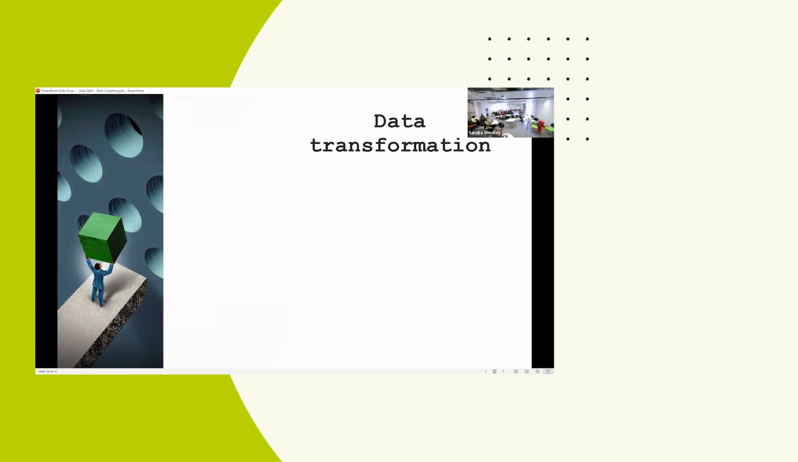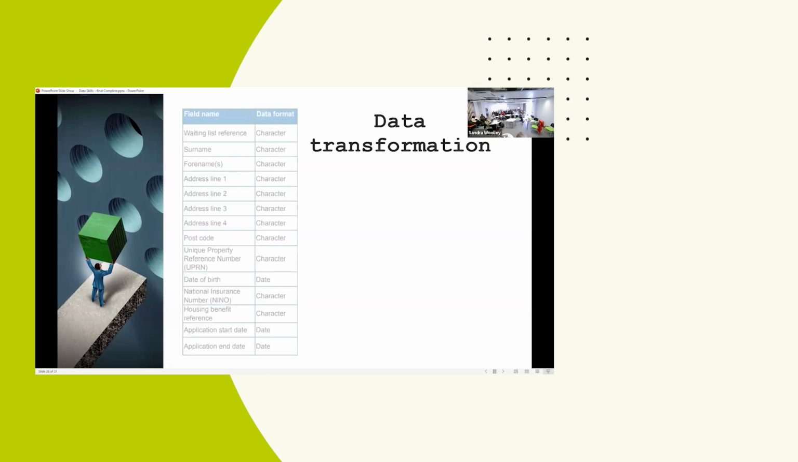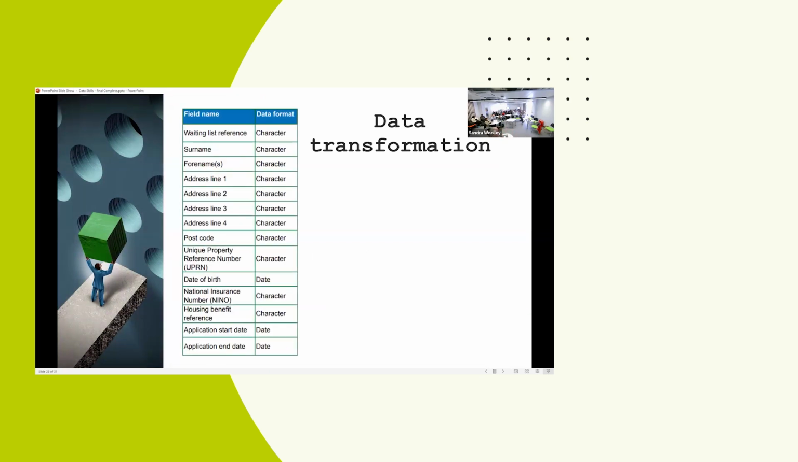Moving on a little bit now to data transformation. We talked a little bit before about when you're expecting files in a certain format. Quite often you'll have a data specification, something similar to that one. That particular specification is one that's used in the National Fraud Initiative. That one's for waiting lists.